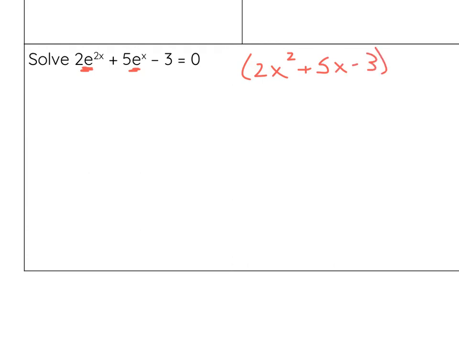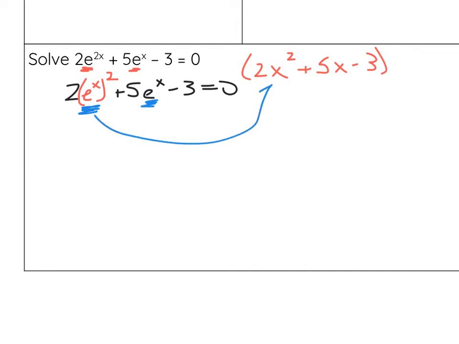So what I'm going to do first is rewrite this first term a little bit differently. I'm going to copy everything else down. So all I'm going to do is instead of writing it as e to the 2x, I'm going to write it as e to the x squared. And now if you notice, I have e to the x, and what are those in the place of? In my normal problem, these would be where I had an x. So I'm just going to box this up right here.